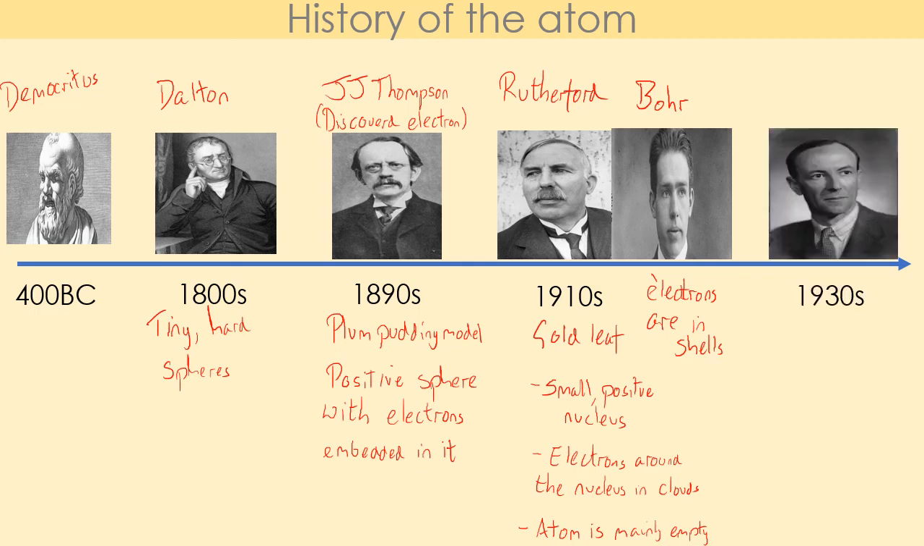Now, a little bit later, we had this guy called James Chadwick in the 1930s, who discovered the neutron. And this led us to the idea of the mass number and how we can get the atomic number and mass number being slightly different, and helped us develop our periodic table as we have it today.